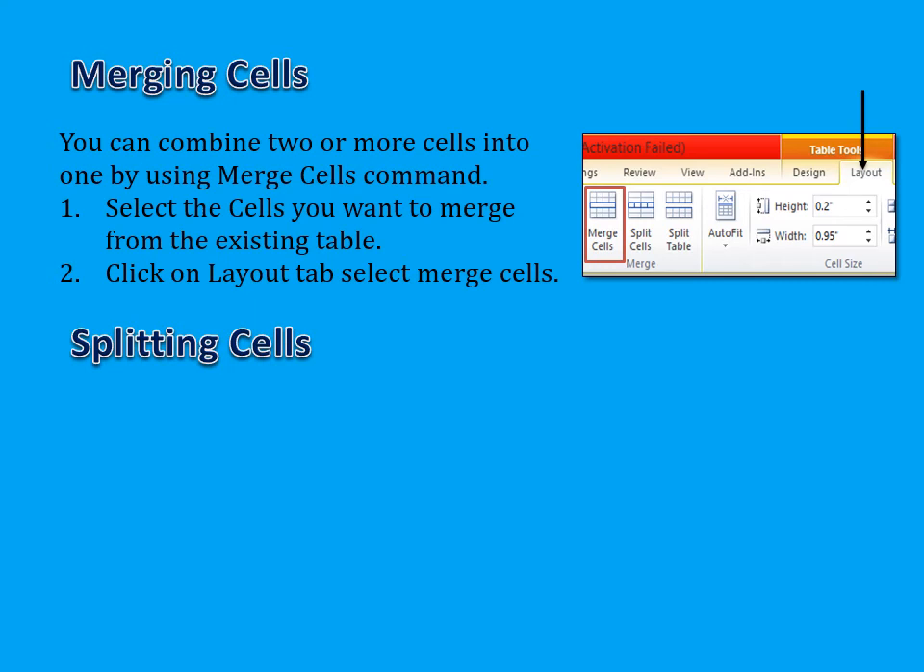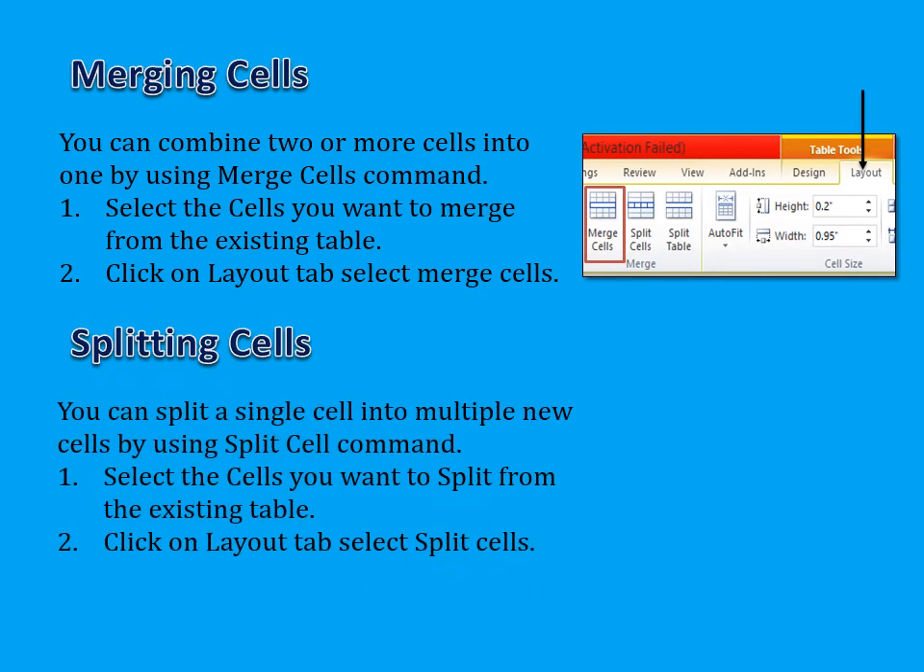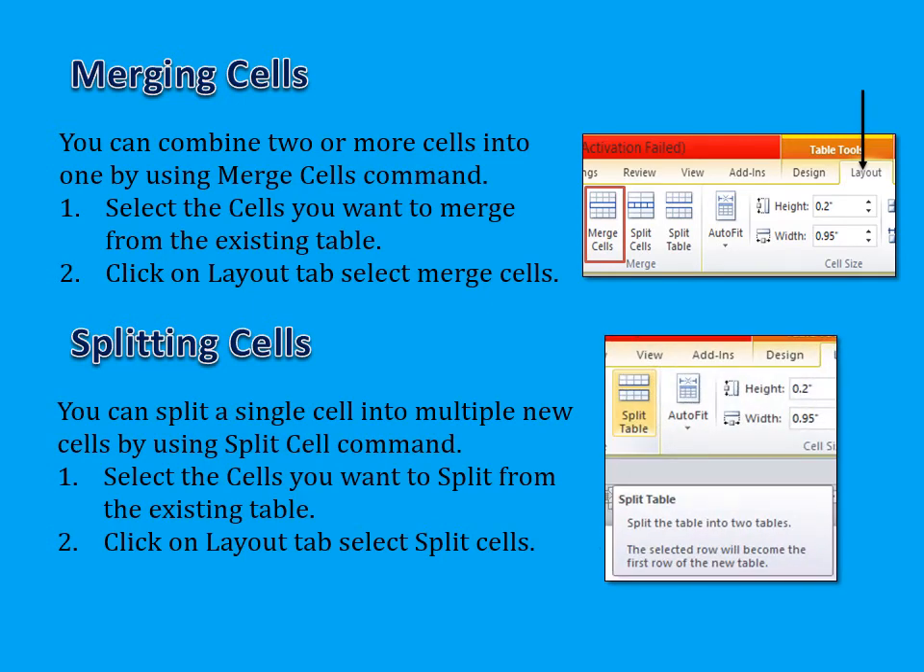Now splitting cells. How can you split a cell? One cell into many. For this, you can split a single cell into multiple new cells by using split cell command. For this, select the cell you want to split from the existing table. Once you select, click on the layout tab and then click on the split table. The table will get split.